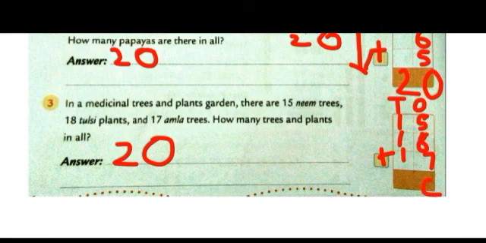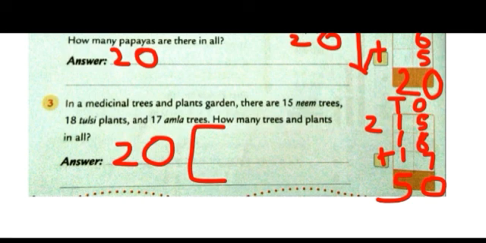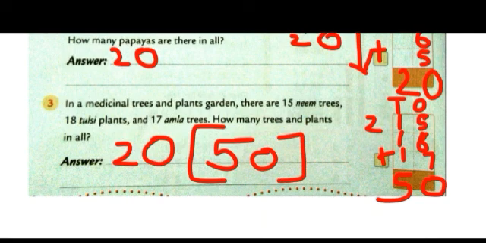So 0 will be written in the ones column and 2 will be carried to the tens column. Now see, the second step: we need to add the tens. So here the numbers are already there, and the 2 which we got as carry over. So now add them together. 2 plus 1 plus 1 plus 1. 2, 3, 4, 5. 50. So the answer that we got is 50 trees and plants in all.